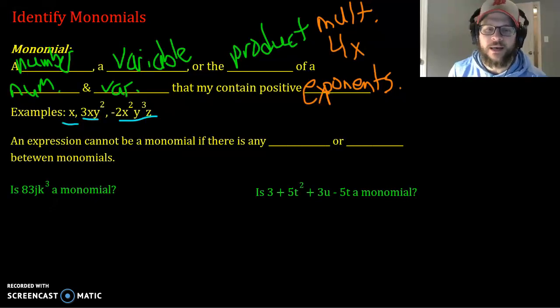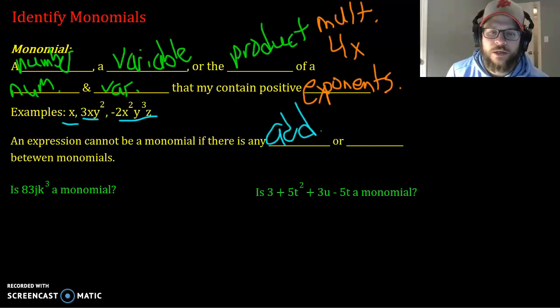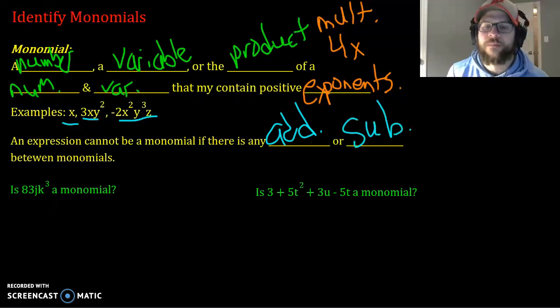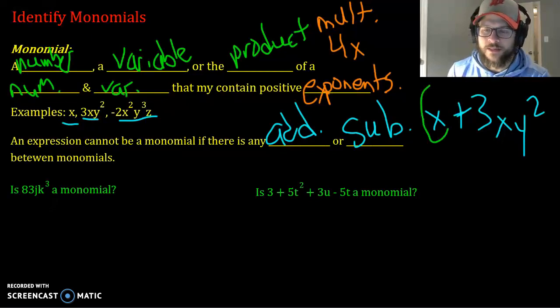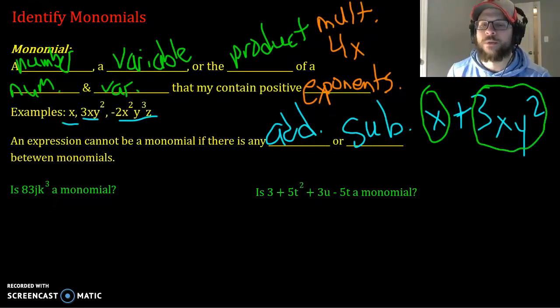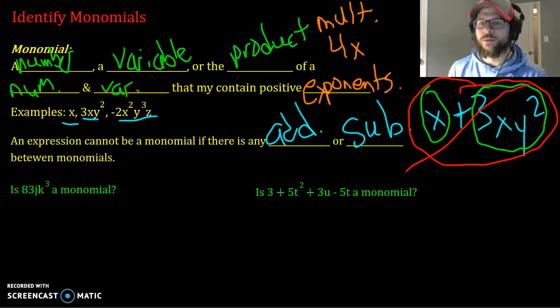Now, something that makes it not a monomial is that there cannot be any addition or subtraction between monomials. So if I were to take 2 of these monomials right here, x plus 3xy squared. Now each of these things individually, this x is a monomial, this 3xy squared is a monomial, but the entire thing together is not a monomial. We'll get into what that's called in a later section, but if you have any addition or subtraction, that entire thing is not a monomial. Okay, you can have individual monomials within that expression, but the entire thing itself is not.